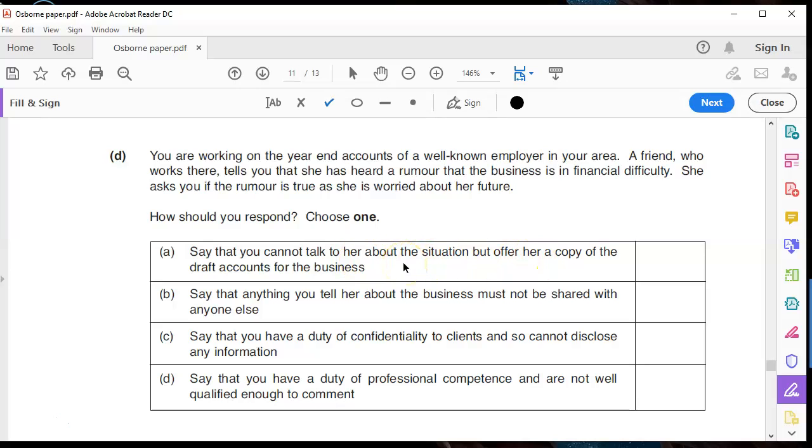You cannot do that. It goes against confidentiality. Say that anything you tell her about the business must not be shared with anyone else. You cannot even share with her also, so that also is not right. Say that you have a duty of confidentiality to the clients, so she cannot disclose any information. Yes, that is the right answer over here. Say that you have a duty of professional competence and you are not well qualified enough to comment. That is not the right answer, because professional competence is about your knowledge. But here when you are sharing information, it is about confidentiality. So that is the correct answer, which is C.